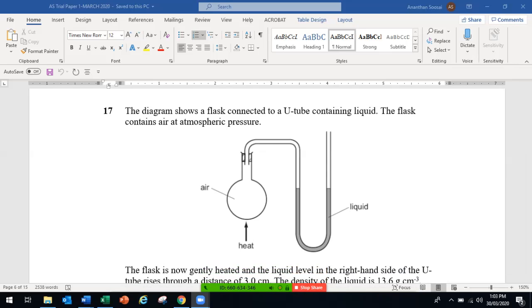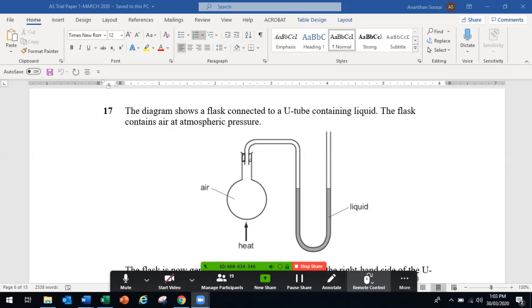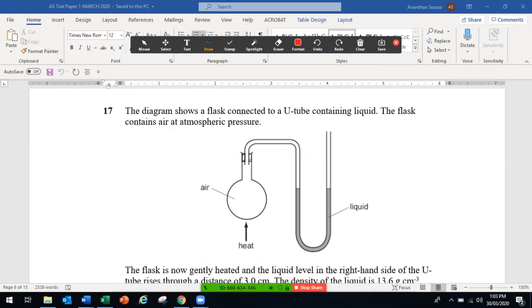Okay, question 17. Here it rises by 3 centimeter. The other side drops by 3 centimeter, right? So altogether, the level difference from here to the top here is going to be 6 centimeter. So 6 centimeter, right? That is the new level difference.